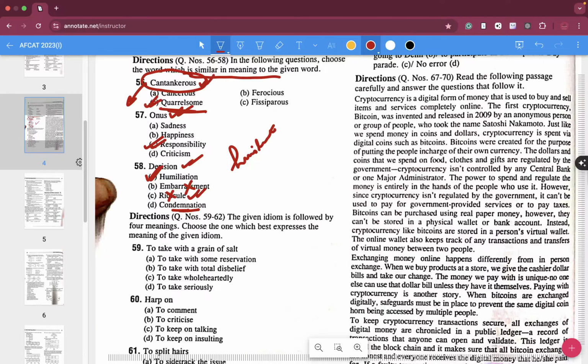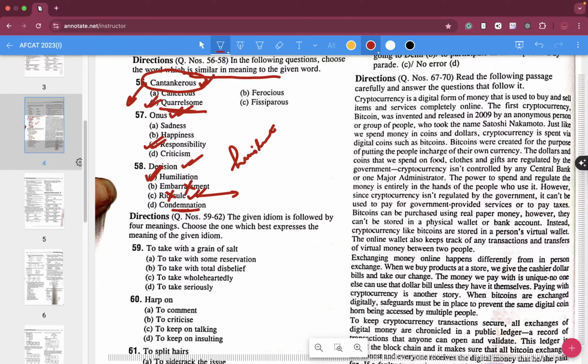Condemnation means you are condemning, like the perpetrator was condemned. Ridicule could be the right answer, but there is a certain difference. When we say ridicule, ridicule means amusing, amused.